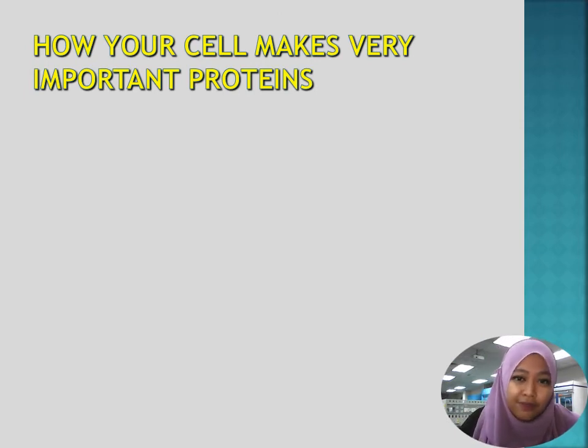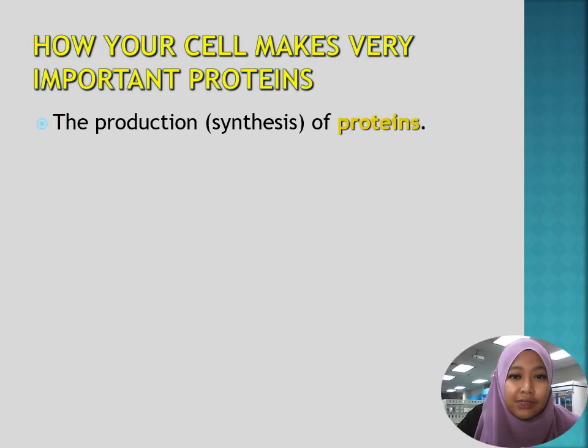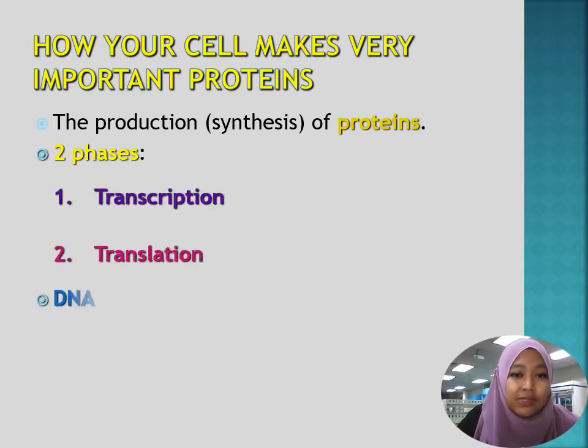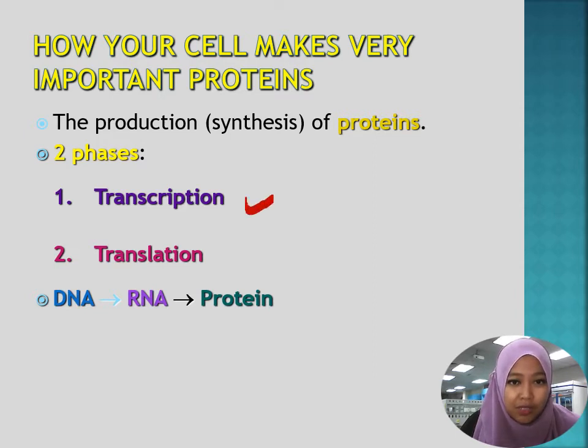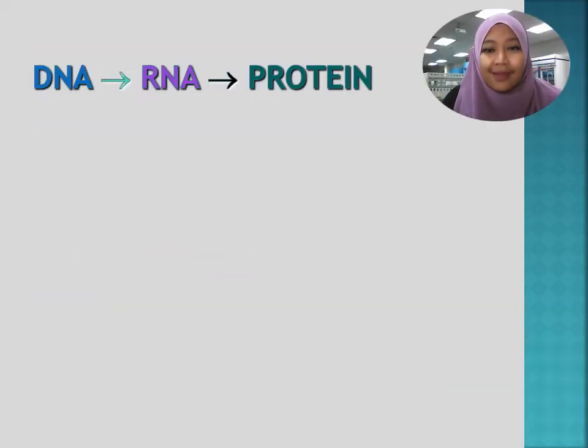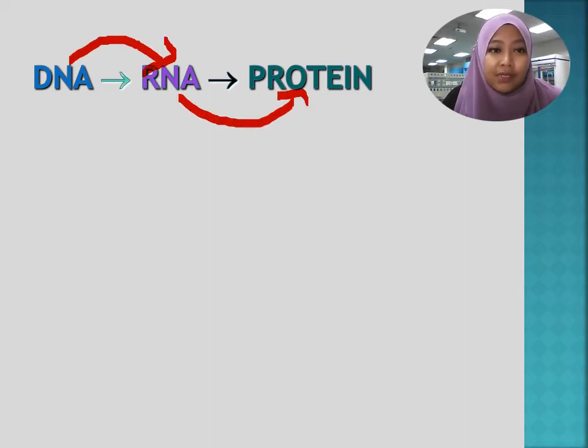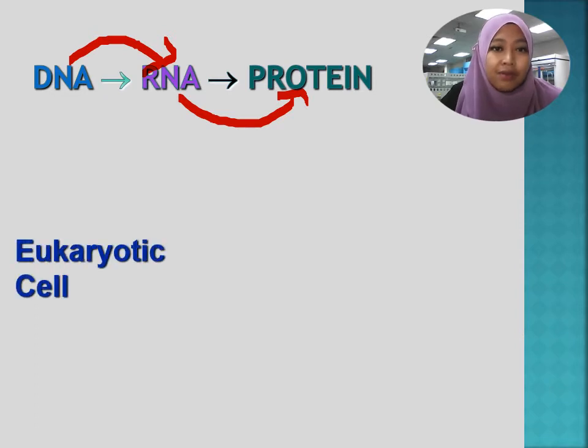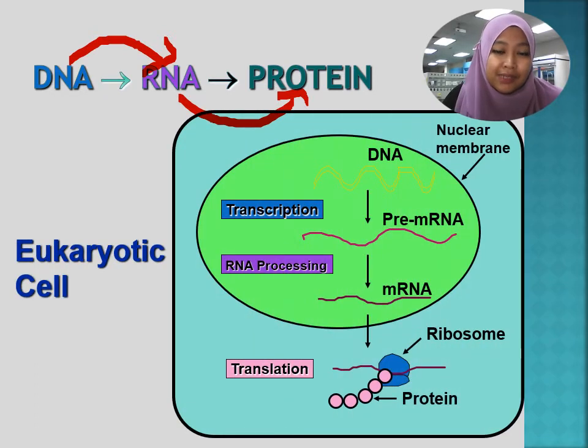The cell makes very important proteins. There are two phases, transcription and translation, from DNA to RNA and then to protein. From DNA to RNA is transcription, and from RNA to protein is translation. So when we're talking about making a protein, it is a long process.